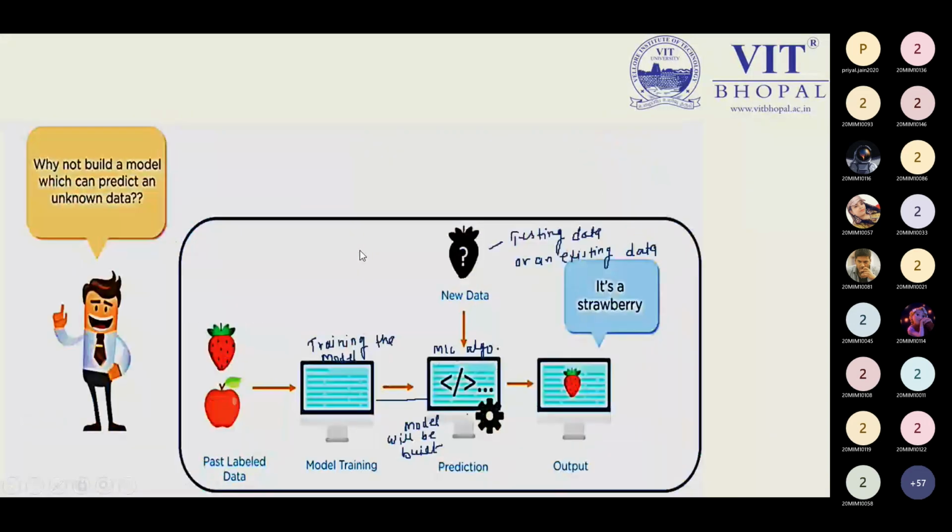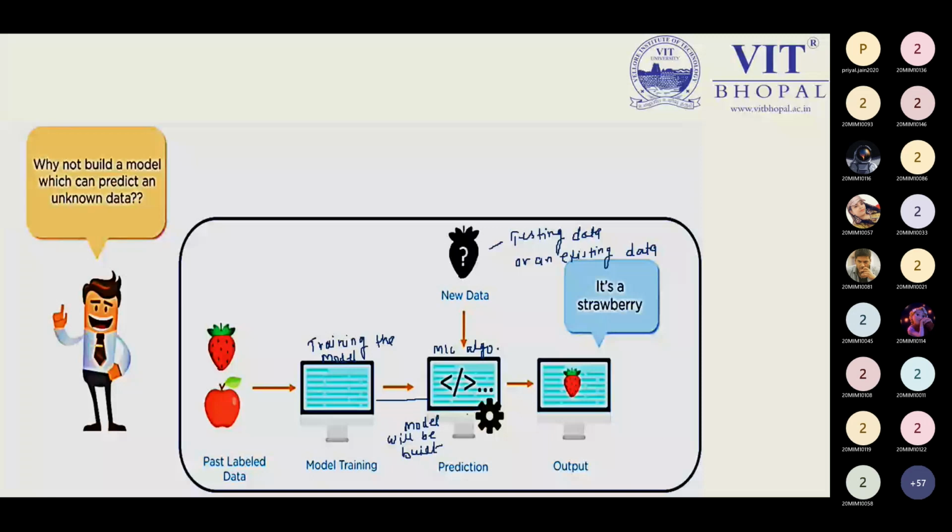So why should I not build a model which can predict the unknown data? That is the big point. In machine learning, if we train our model, we feed it any input, which could be existing data or new data. My model should be trained and should recognize the particular fruit properly: is it an apple or a strawberry?